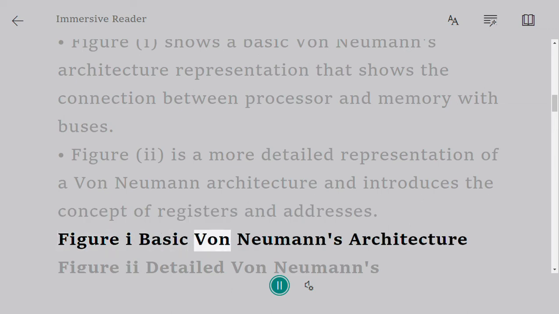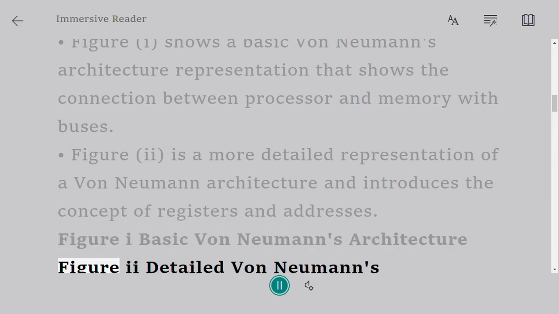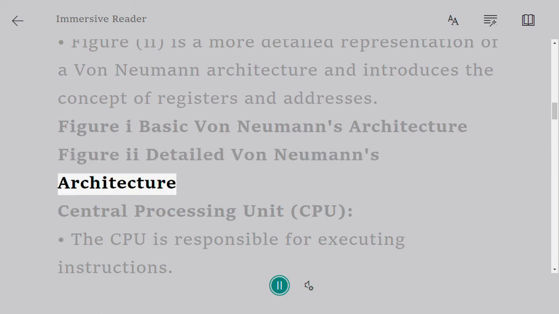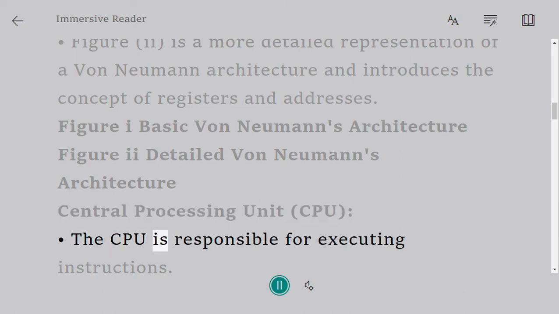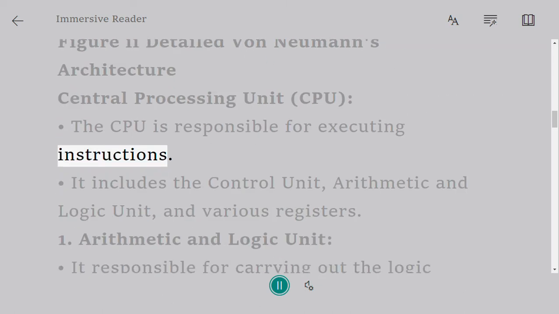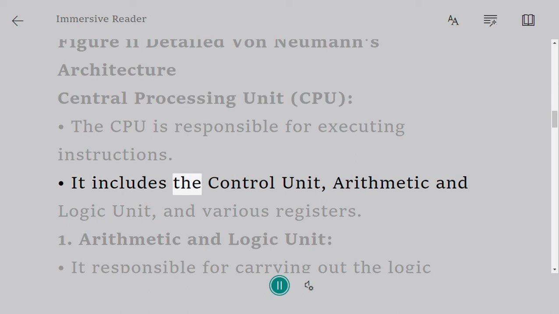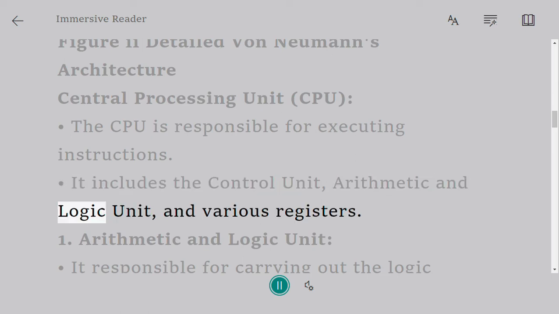Figure 1: basic von Neumann architecture. Figure 2: detailed von Neumann architecture. Central Processing Unit, CPU. The CPU is responsible for executing instructions. It includes the control unit, arithmetic and logic unit, and various registers.